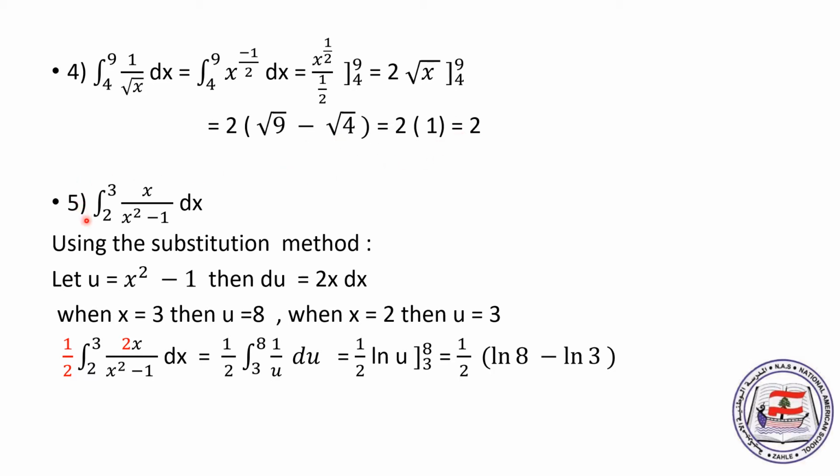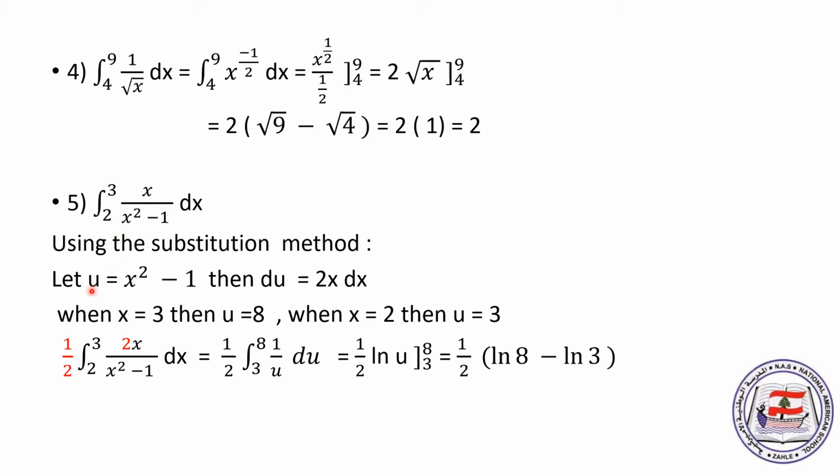And number 5, the integration over 2 and 3 of x over x squared minus 1 dx. As you see, this fraction cannot be reduced since we have in the denominator a difference of 2 terms. So we need, in this case, to use the substitution rule, which means to change the variable over this integration.